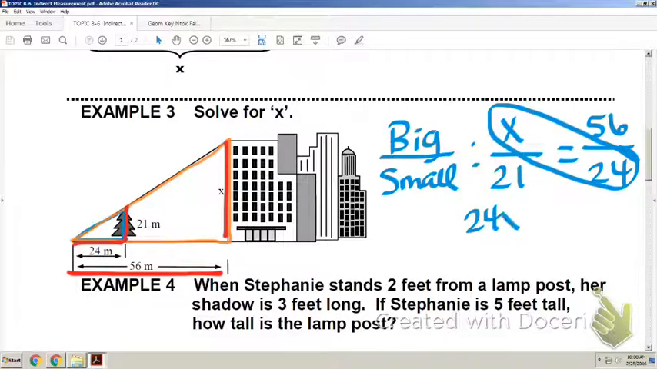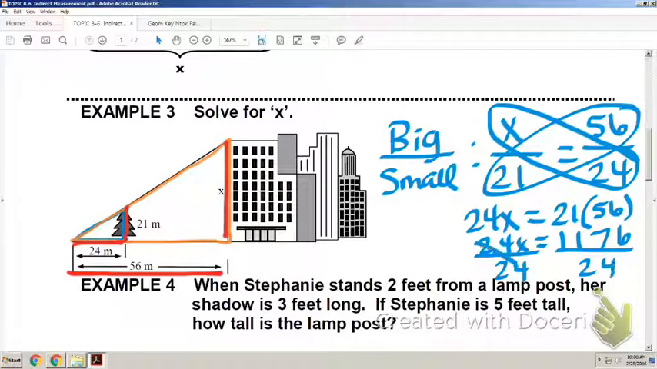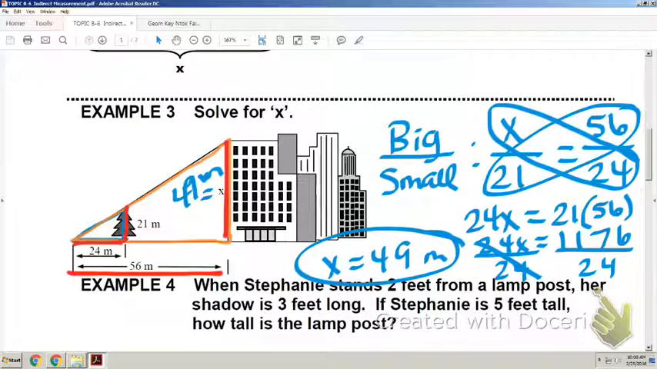So I have 24 times x equals 21 times 56. So 21 times 56 is 1,176. I'll divide both sides by 24, and x is 49. So that means the height of this building is 49 meters. And that's your answer.